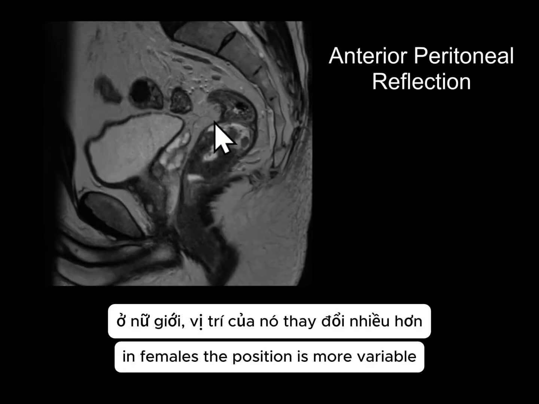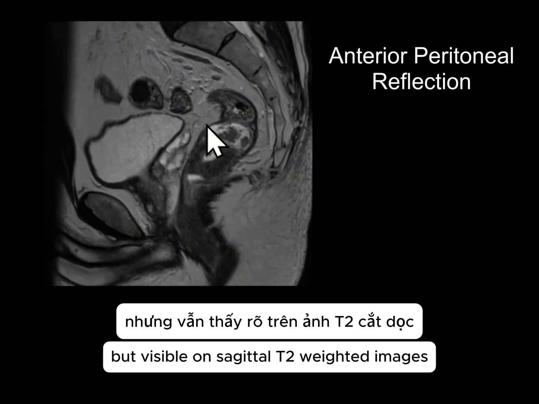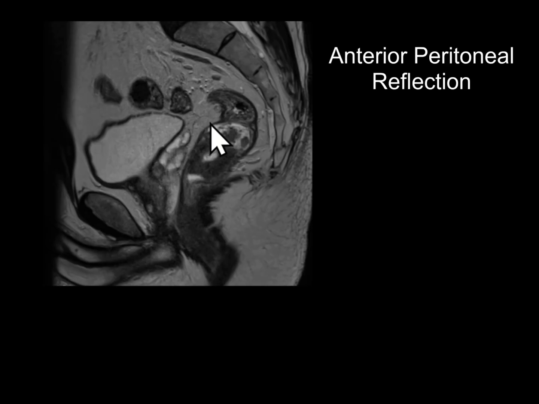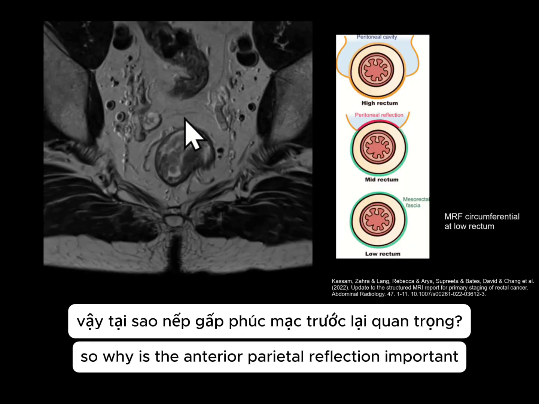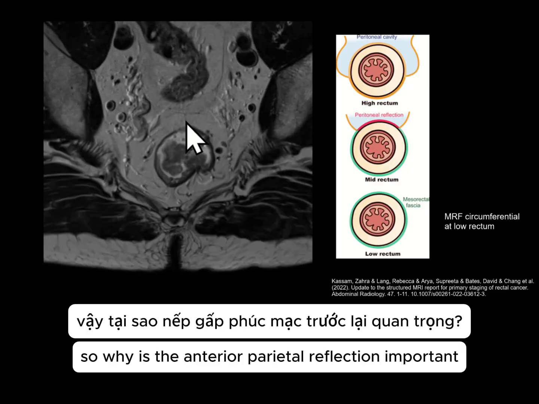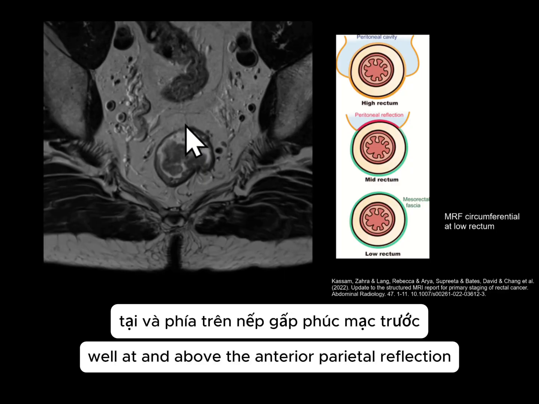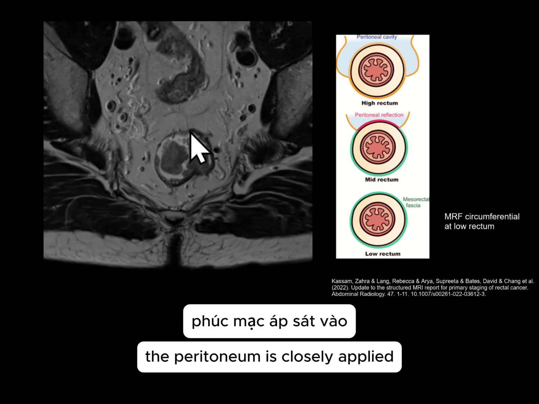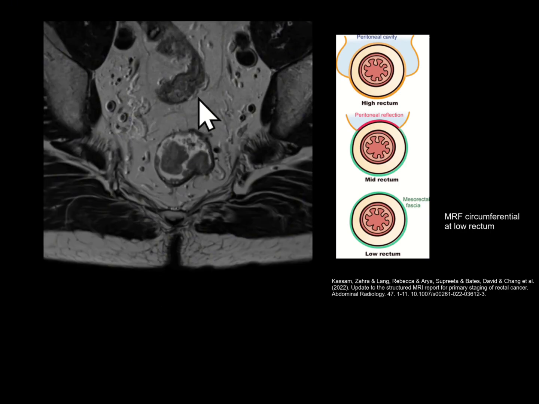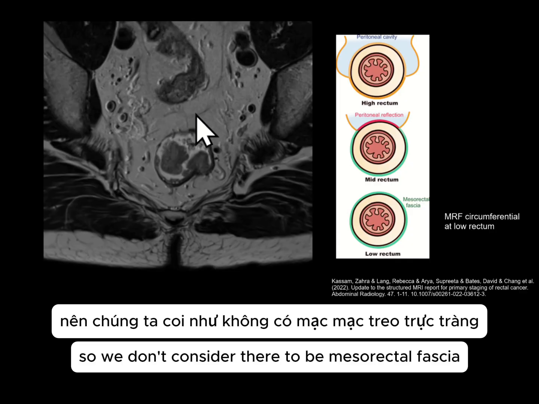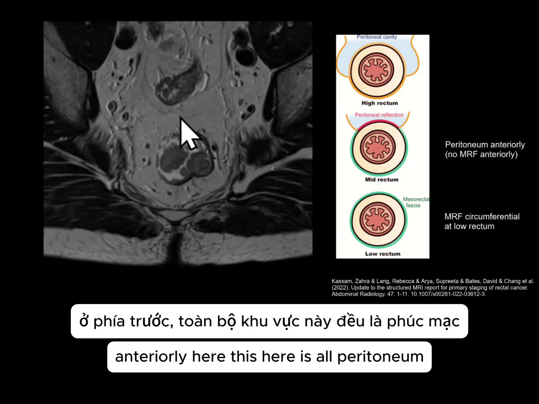In females, the position is more variable, but visible on sagittal T2 weighted images in the rectouterine space. So why is the anterior peritoneal reflection important? Well, at and above the anterior peritoneal reflection, the peritoneum is closely applied to the anterior wall of the rectum. So we don't consider there to be mesorectal fascia anteriorly here. This here is all peritoneum.